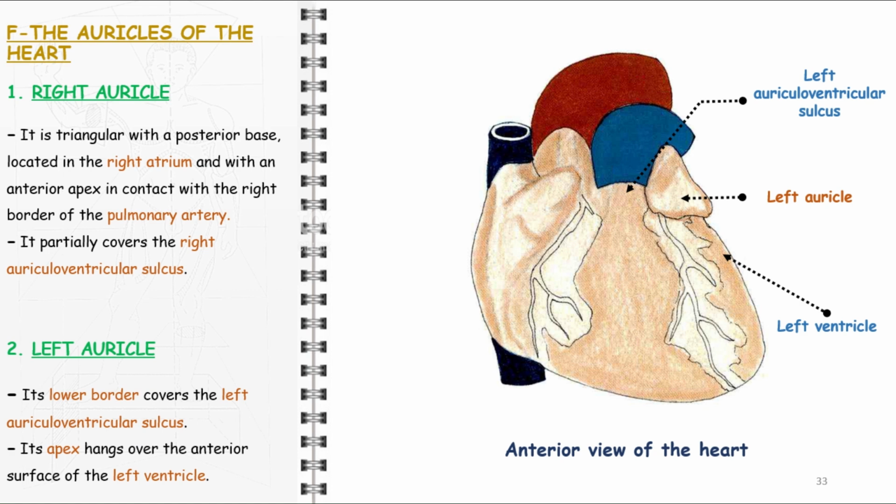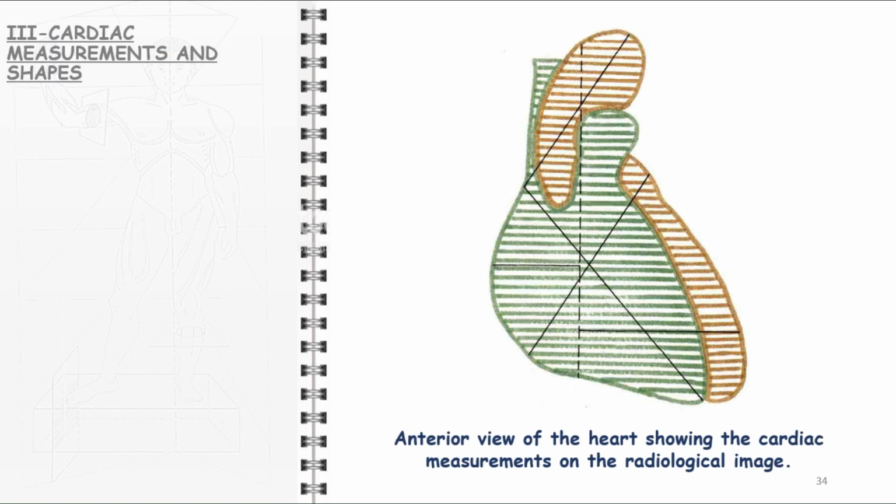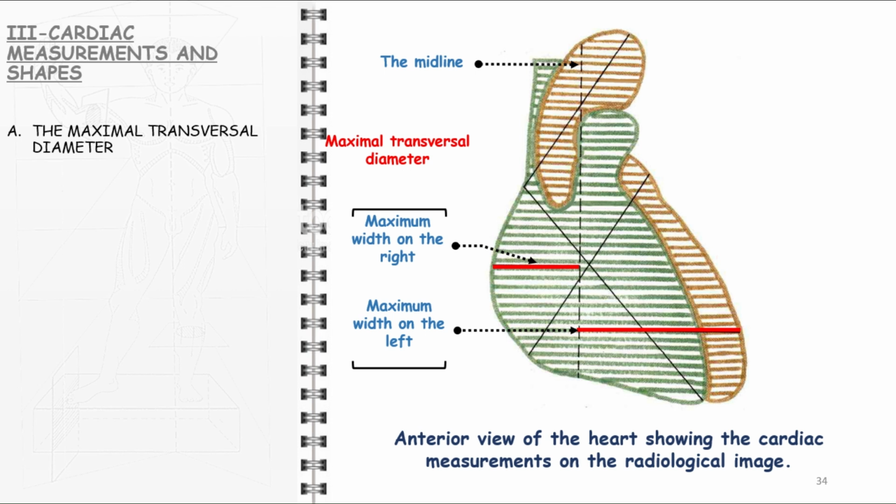left ventricle. Let's delve into the cardiac measurements and shapes. Radiography allows for the measurement of the cardiac image. It provides information about the shape and size of the heart. The possible parameters on a frontal chest X-ray are: the maximal transversal diameter, determined from the midline of the chest. The maximal width on the right is measured and added to the maximal width on the left.